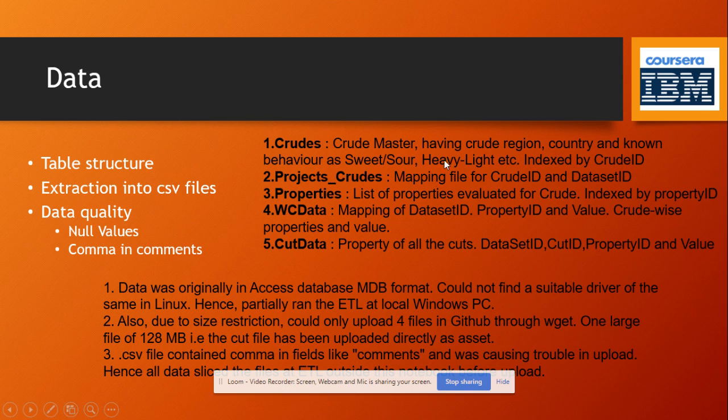So when we start this project, I have this entire table as an Access database. Unfortunately, I couldn't find a driver in Linux for this Access database. So the first part of this ETL has been done using an R notebook in a Windows environment. From the Access tables, I extract individual CSVs, and that becomes the starting point of my Python and Watson notebook.